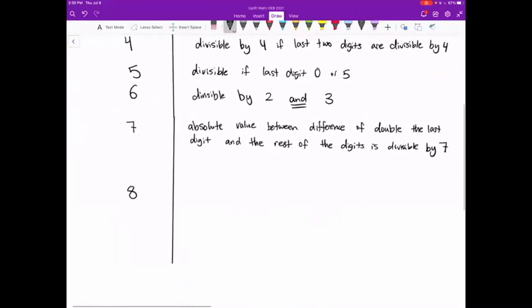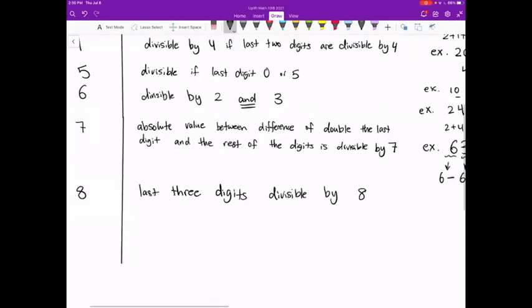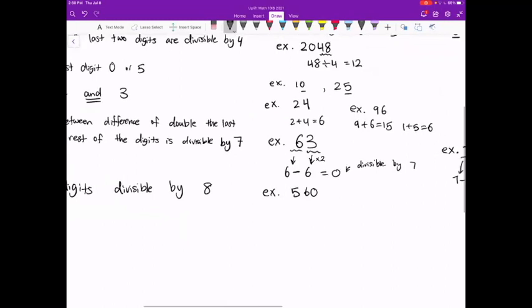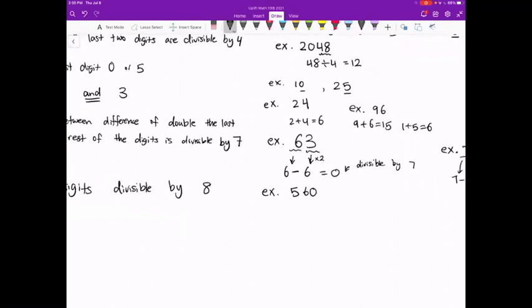Now the next number we're going to go over is the number 8. This one's very similar to 2 and 4, but it states that the last 3 digits must be divisible by 8. So we can have an example like the number 560, where we see that the last 3 digits, 560, are indeed divisible by 8.